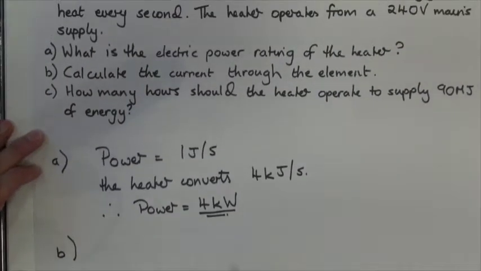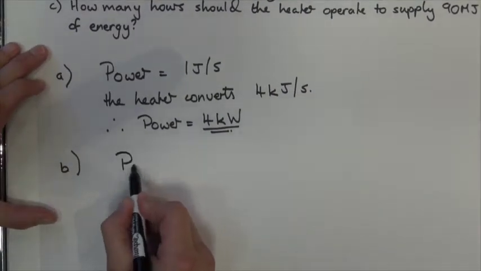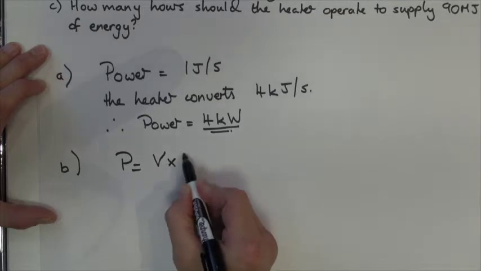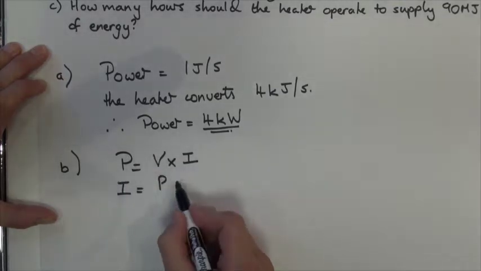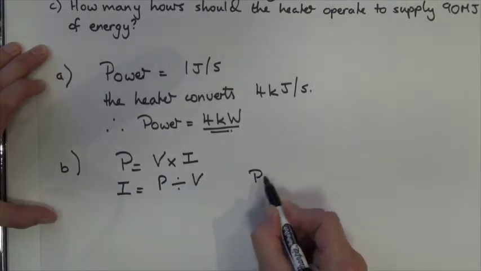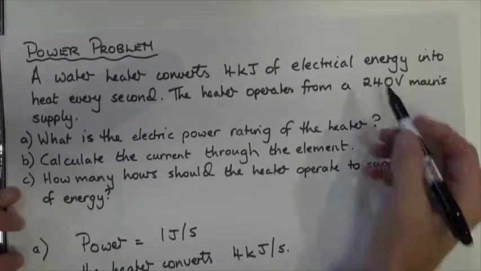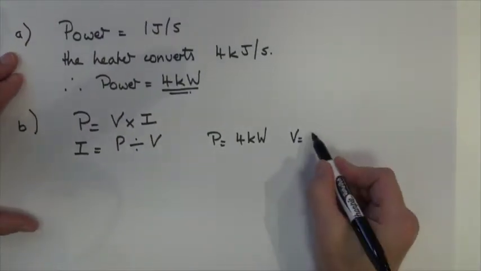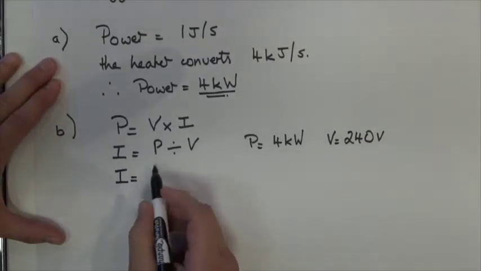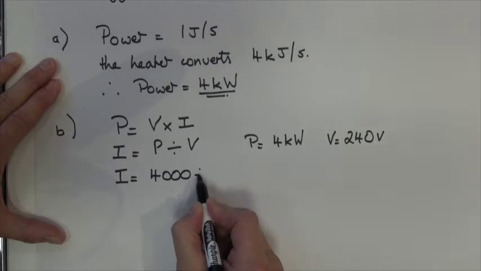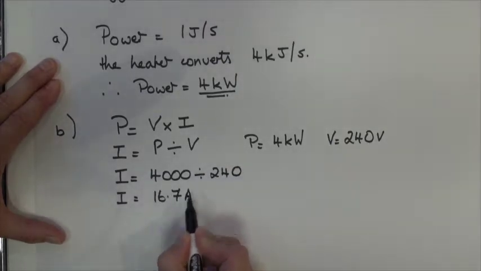In this one, we're going to calculate the current that's running through the element. So in this case, I need to use my power equation. Power equals voltage times current. I rearrange this to make I the subject and take V over to the other side, so power divided by V will equal current. Power is 4 kilowatts and the voltage from the question is 240 volts. So I substitute these into the equation. So I get 4,000 divided by 240, which gives me a current of 16.7 amps.